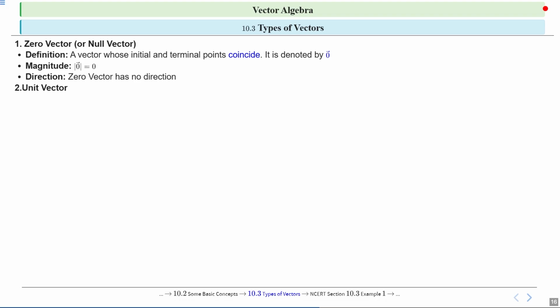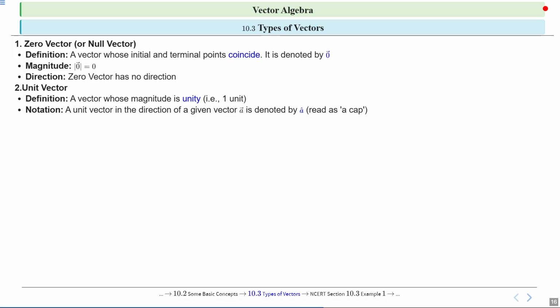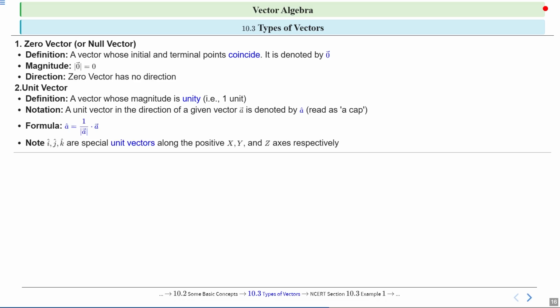Second, unit vector. Definition: a vector whose magnitude is unity, that is one unit, right? Notice a unit vector in the direction of a given vector a is denoted by a cap. Read as a cap. Formula: a cap is equal to a vector upon magnitude of a vector. Note, i cap, j cap, k cap are special unit vectors along the positive x, y, and z axis respectively.